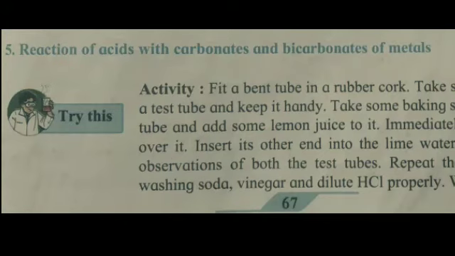Next is the reactions of acids with carbonates and bicarbonates of metal. Now fit a bent tube in a rubber cork. Take some lime water in a test tube and keep it handy. Take some baking soda in another test tube and add some lemon juice to it. Immediately fit the bent tube over it. Insert its other end into the lime water. Note down your observation of both the test tubes.